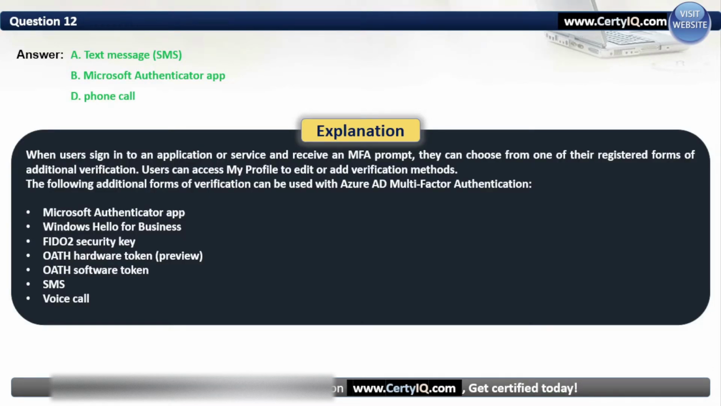When users sign in to an application or service and receive an MFA prompt, they can choose from one of their registered forms of additional verification. Users can access My Profile to edit or add verification methods. The following additional forms of verification can be used with Azure AD multi-factor authentication.